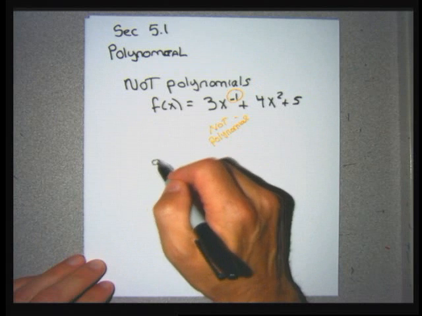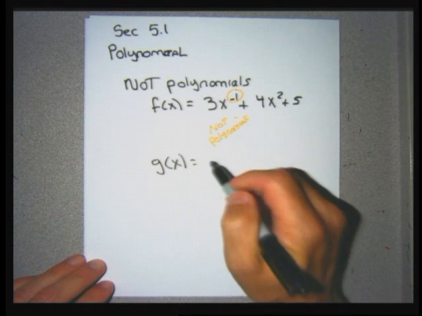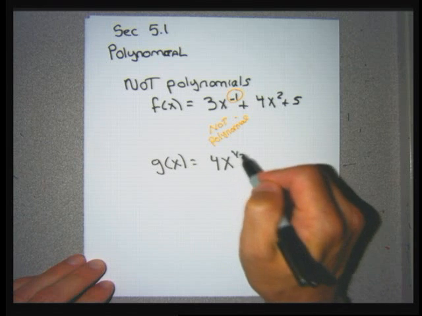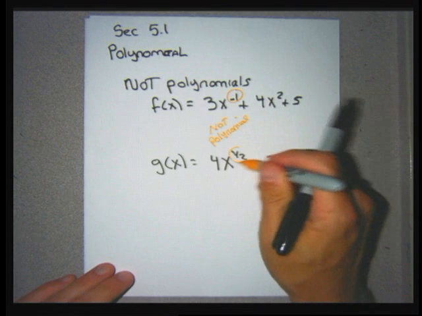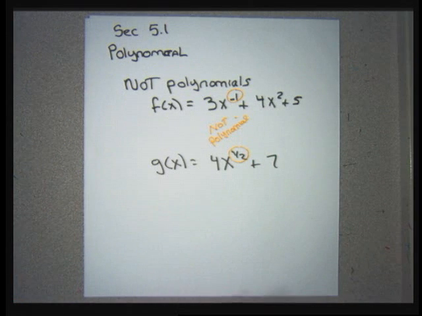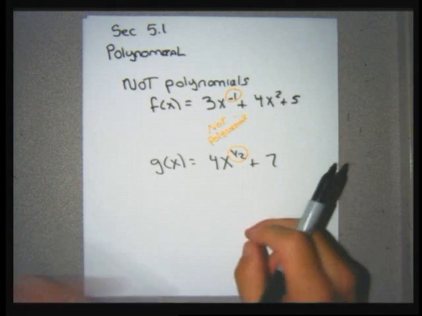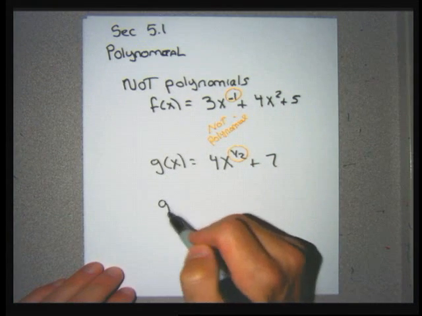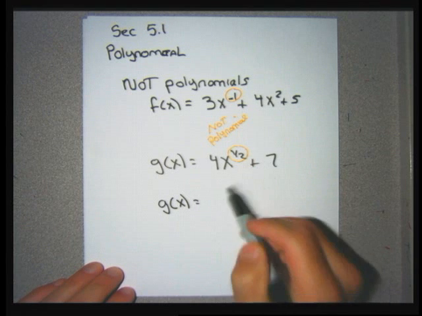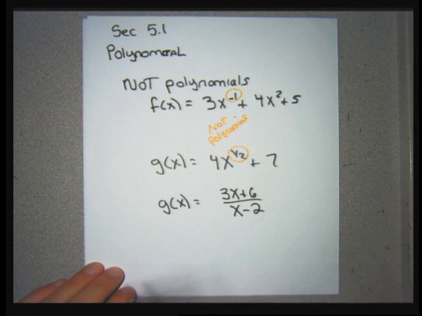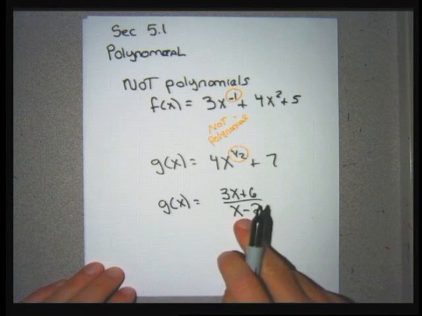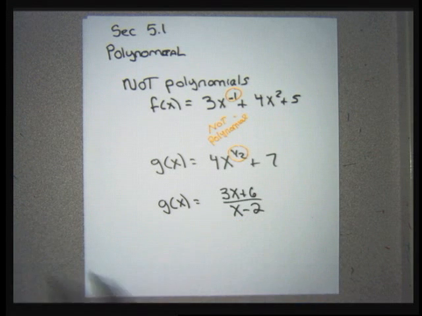So here's another example. I'll do a different name. G of x equals 4x to the 1/2 plus 7. This fractional exponent also makes something not a polynomial. So if something's written in expanded form, the only exponents I want to see are positive integers. Here's another example of something that's not a polynomial. Although I don't see any fractional or negative exponents, I see an x in the denominator of a fraction. That also makes something not a polynomial.